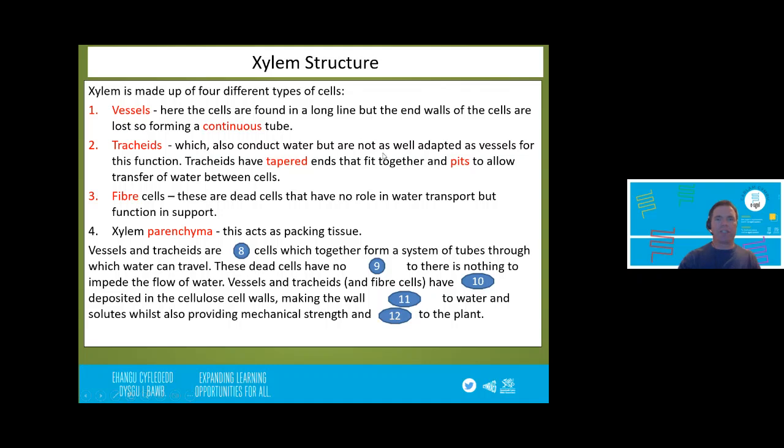Vessels and tracheids are dead cells, which together form a system of tubes through which water and minerals can travel. These dead cells have no cytoplasm, so there's nothing to impede the flow of water. Vessels and tracheids and fiber cells have lignin deposited in their cell walls, making the wall impermeable to water, so water can't pass through it, and to solutes or minerals, whilst also providing mechanical strength and support to the plant.